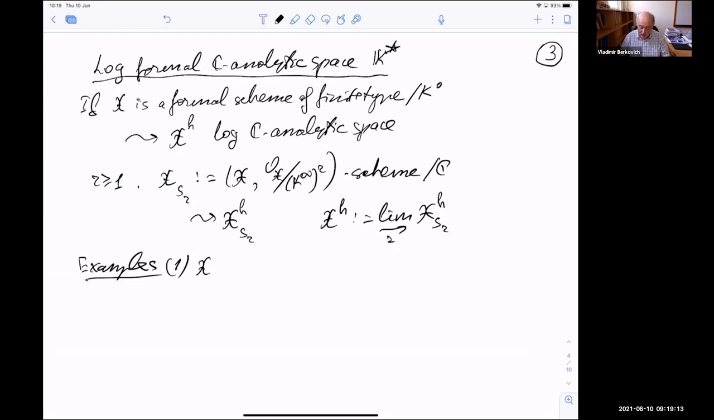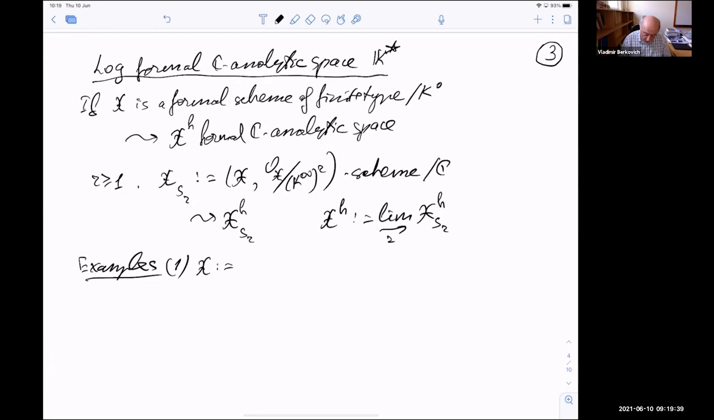So far, in my examples, I'll introduce log structure. In general constructions, there is no log structure. It's just a formal scheme, log... I'm sorry. Yes, your question is legitimate. And so it's like a formal C analytic space, not log.